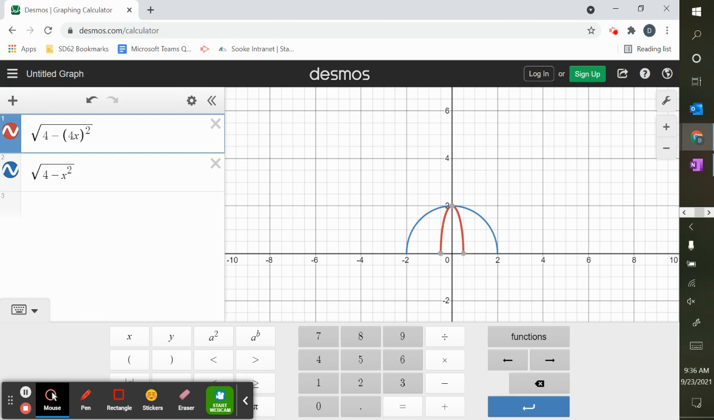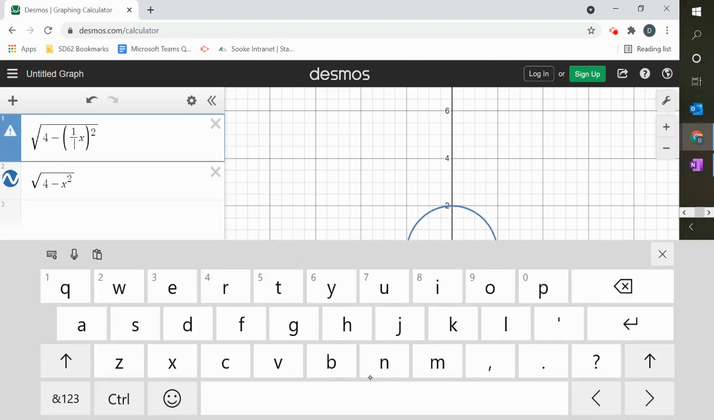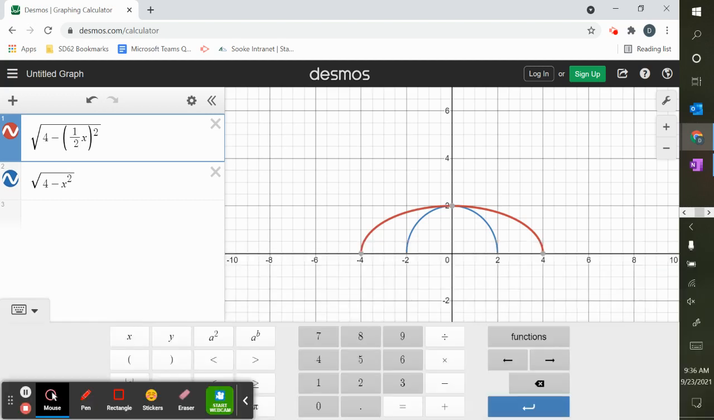If I change this to, I don't know, what's a fraction? We'll do 0.5, 1 over 2. Look at that. If I put 1/2 in there, the graph gets bigger. It gets bigger by a factor of what? 2. It went from -2 to +2. So the b value is the tricky one.